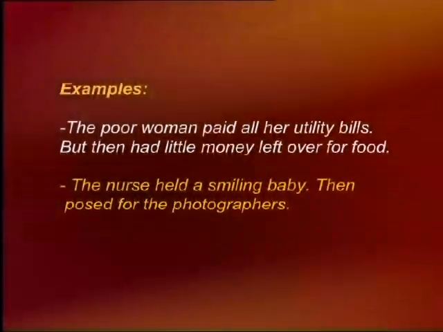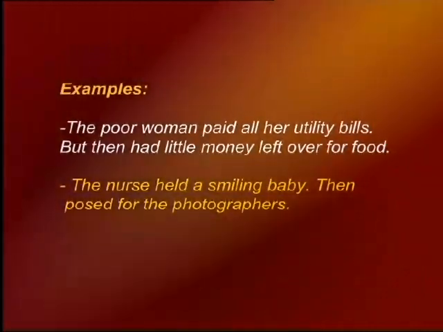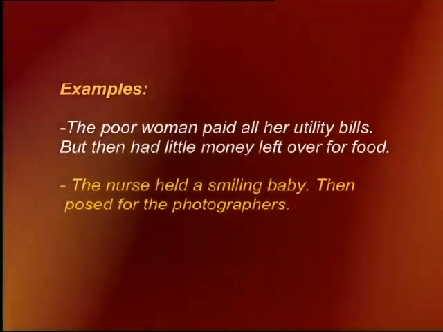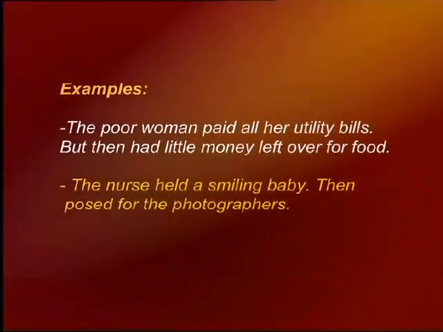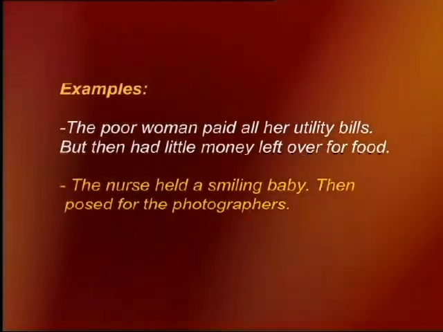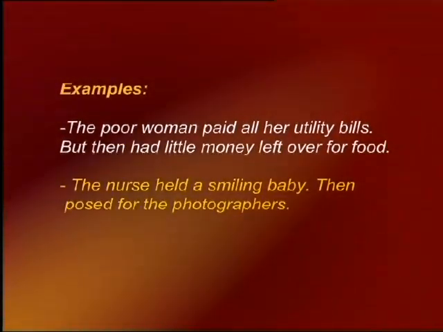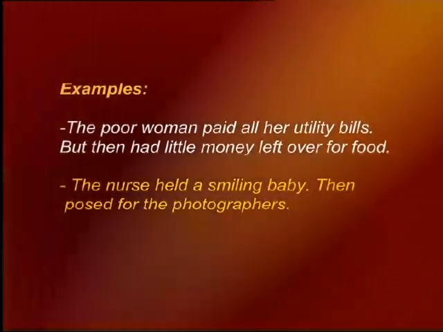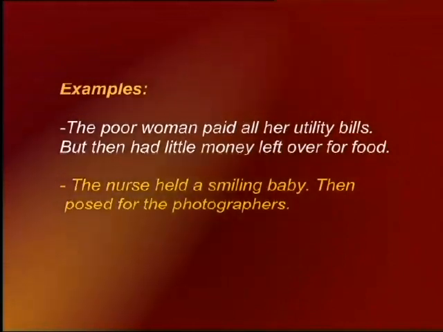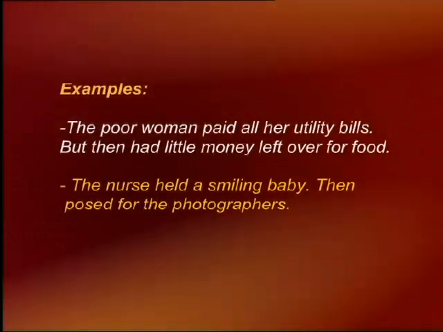Right? The first sentence was, the poor woman paid all her utility bills. But then had little money. But then she had little money left over for food. So what is missing in that sentence is the subject she. And in the second one, the nurse held a smiling baby, then posed for the photographers. What is missing there is the subject. And the subject there would be, then she posed for the photographers.